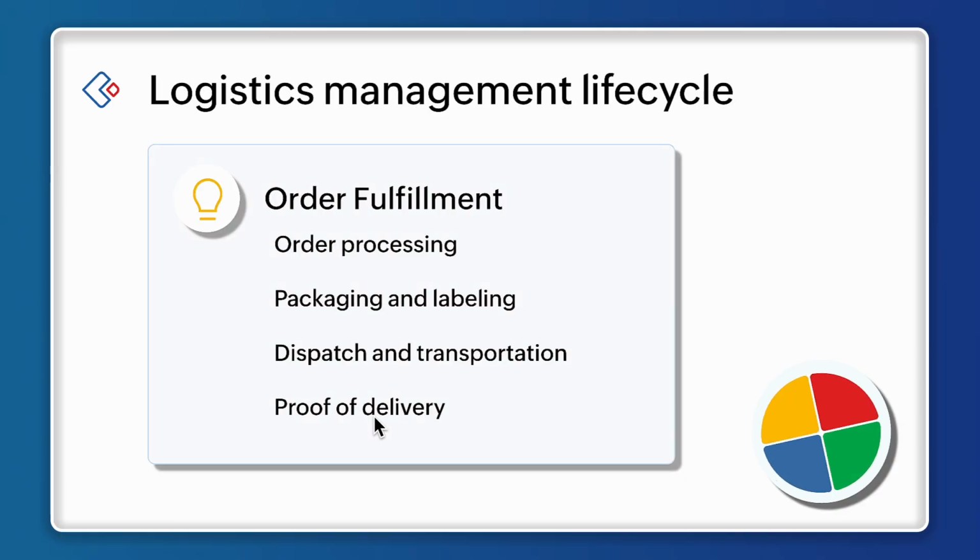And the last that we have is the order fulfillment. So this is the stage where everything comes together. It's all about delivering the final product to the customer accurately and on time. And this particular stage involves different processes like order processing, packaging and labeling, dispatch and transportation, and proof of delivery. So again, this is going to be one of the crucial roles in customer satisfaction, and any errors here can directly impact the brand trust and the retention. Right. So these are all the 4 main stages when it comes to the logistic management.